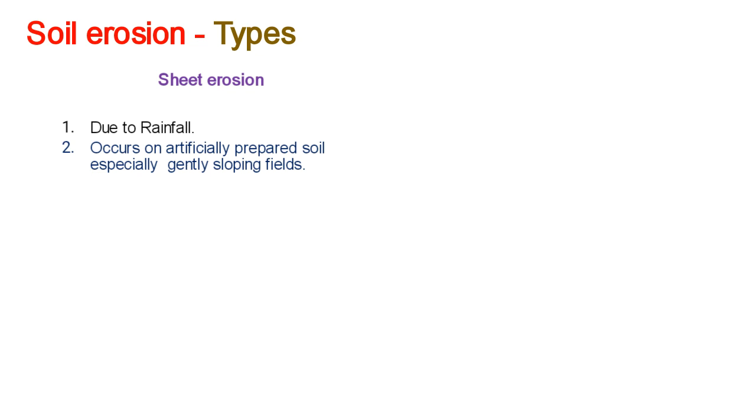If the field is a little bit sloping, and at the same time it is artificially filled, maybe due to some construction work, the soil could be accumulated at some places. So if it is artificially prepared soil, then it is more vulnerable to erosion. Soil grains become loose and free to float away during the initial stages of the rainfall.